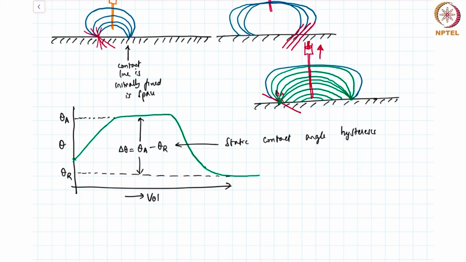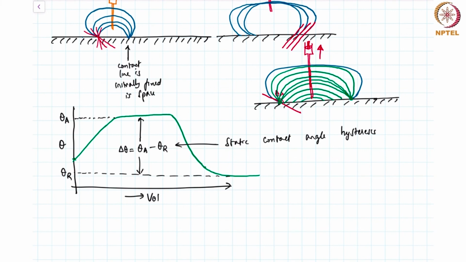Now one may say, well, where is static here? There is the droplet. We're talking about an experiment where the droplet is continuously moving. So why do we call it static? The reason we call it static is because of how these experiments are done. If I want the static angle, these experiments have to be done in a quasi-static setting.